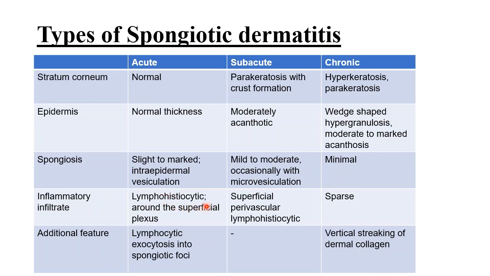Spongiosis is slight to marked in acute, mild to moderate in subacute, and minimal in chronic. Inflammatory infiltrate consists of lymphocytes and histiocytes and is around the superficial plexus in both acute and subacute, whereas in chronic, the inflammatory infiltrate is sparse. One more additional feature of acute is lymphocytic exocytosis into spongiotic foci. And of chronic, there is vertical streaking of dermal collagen in chronic dermatitis.